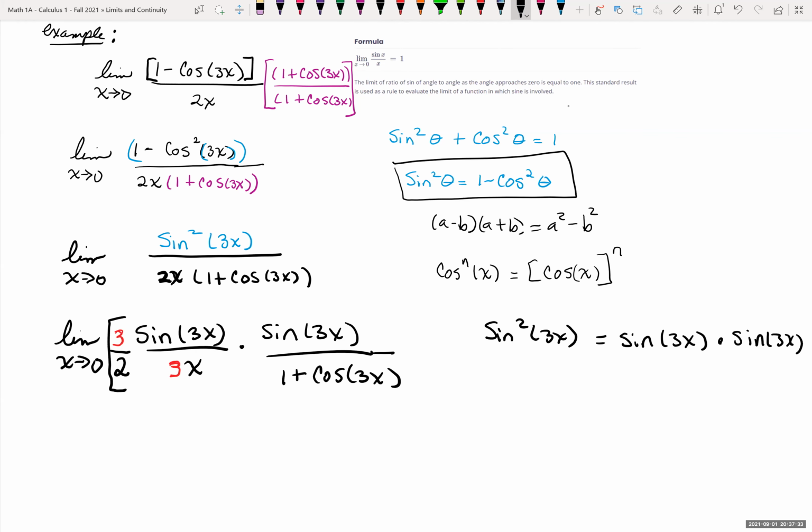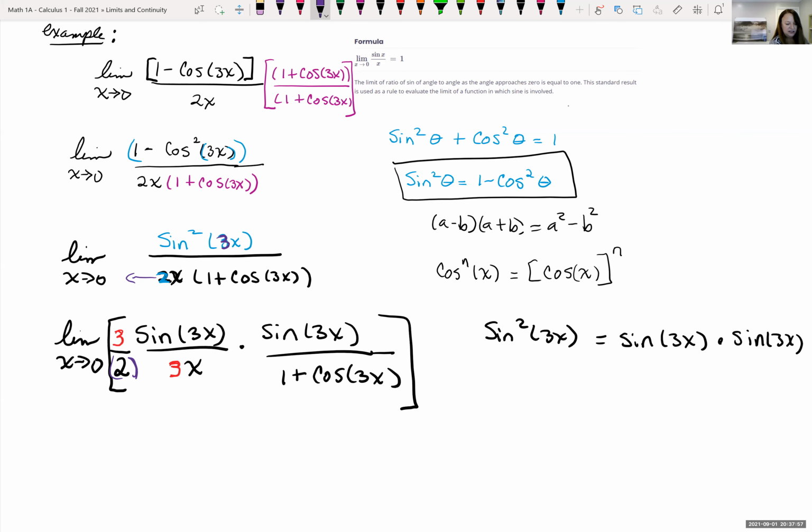Wait, Miss Knopfsinger, where did the 2 come from? The 2 came from this 2 right here. I didn't want it to be a 2 because this was a 3 up here, and so I just pulled that 2 out front. Okay, makes sense. 1/2, yeah.